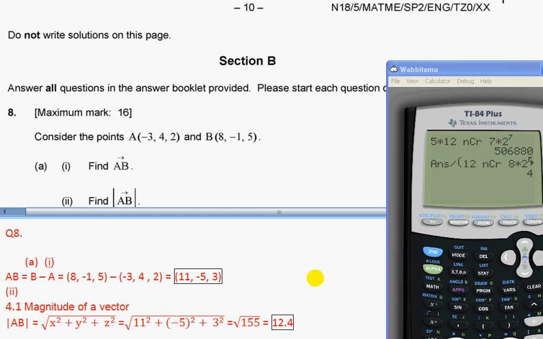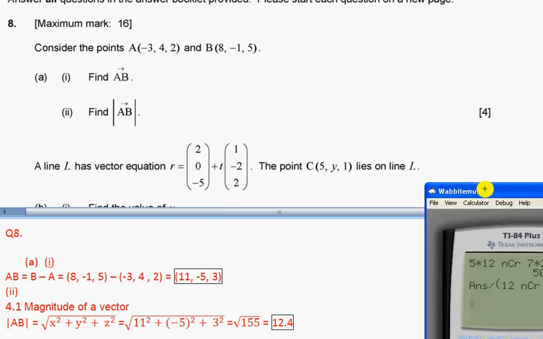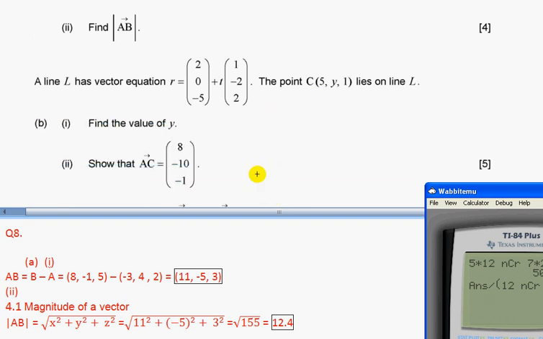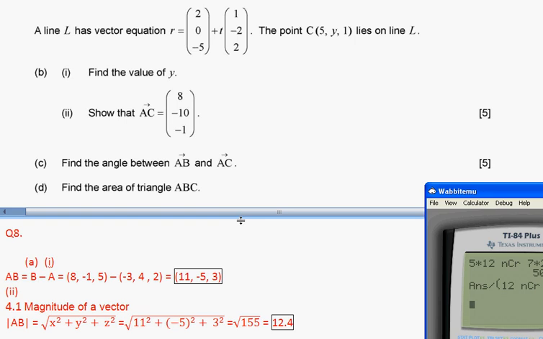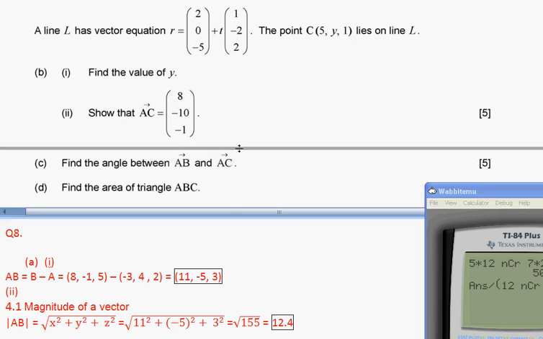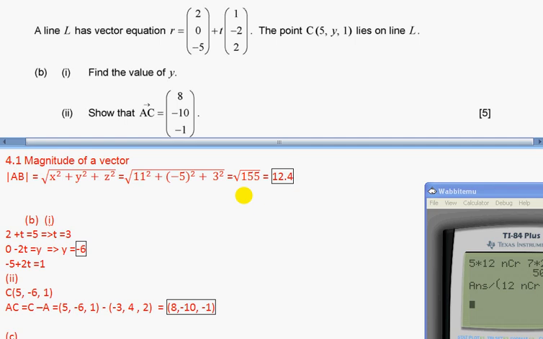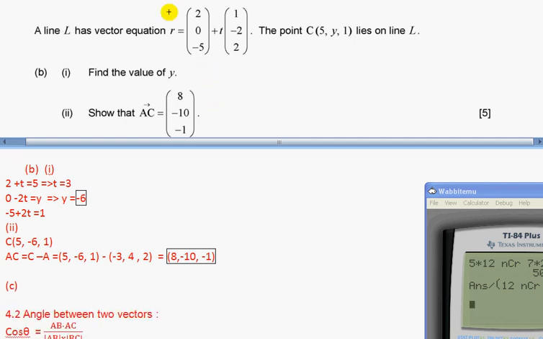What else? A line has a vector equation. The point C is on the line. Find the value of y and show that AC equals this. Okay, let's see. So x will be 2 plus t, y will be 0 minus 2t, and z will be minus 5 plus 2t. So we have equations. We need only the first two equations. From the first we find that t equals 3 and then y equals minus 6. So we found y. AC will be C minus A.